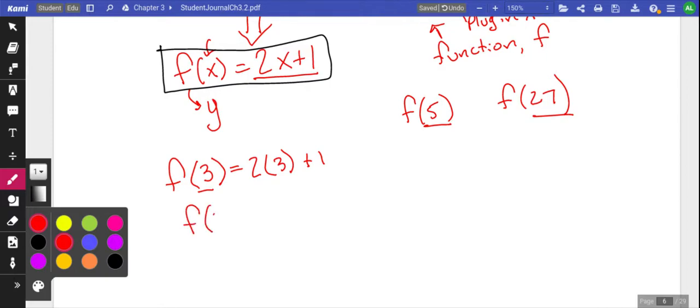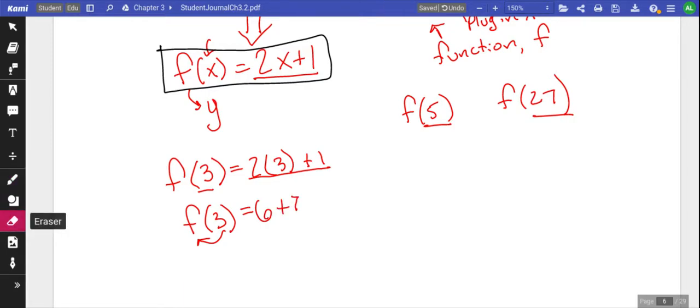We'd keep this f of 3, and again, this is where people get tripped up. They say, oh, let's move this 3 to the other side. That's not what it's saying. It's saying, let's find out the value when we plug 3 into this function f. So we're not going to do anything with this f or this 3. We're only worried about that side of our function. Okay, so 2 times 3 is 6 plus 1.